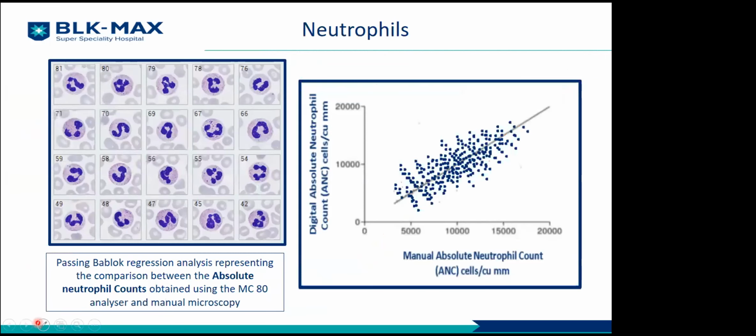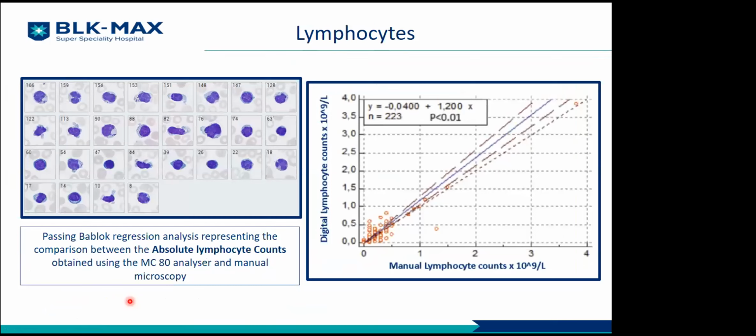Now, when we look at neutrophils, we're trying to take cells individually. If you look at the neutrophils here, again, the regression analysis curve shows an absolute correlation between the manual neutrophil counts versus the digital counting of neutrophils on the MC-ET hematology analyzer. For the lymphocytes, again, there was a very significant correlation on the manual as well as on the digital platforms. And obviously, you're able to see that most of the counts were matching very beautifully.